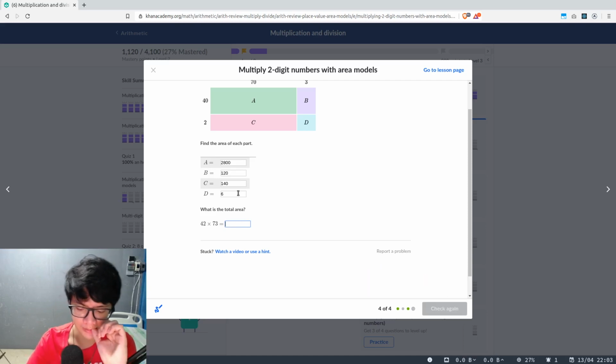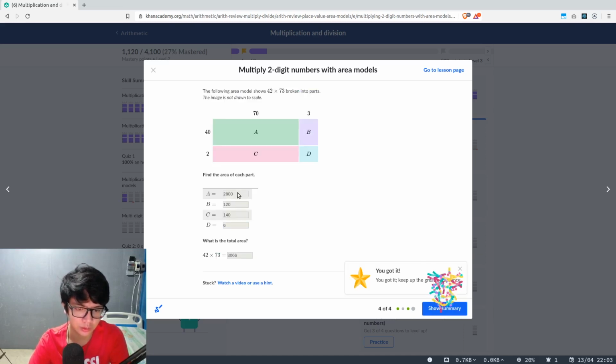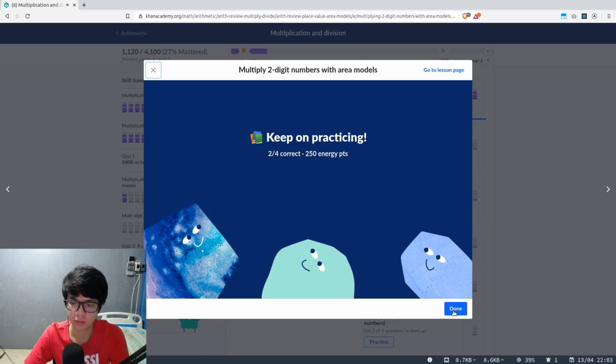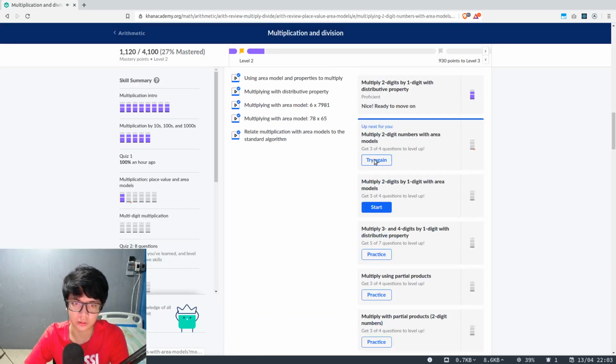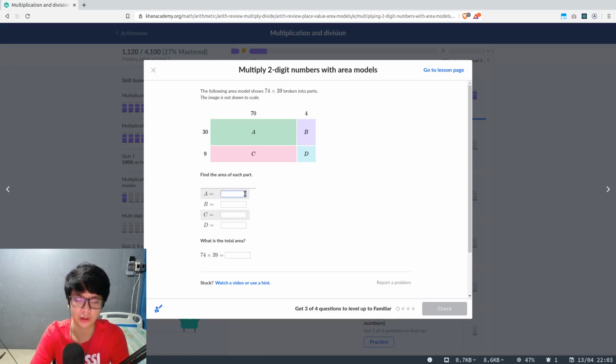I can't add. And 920. Then if I add 100, it's gonna be 3, and then add a 40, and then 6. Oh shit, this is hard. It's getting hard, man. Okay, next. We're not gonna make a mistake this time.